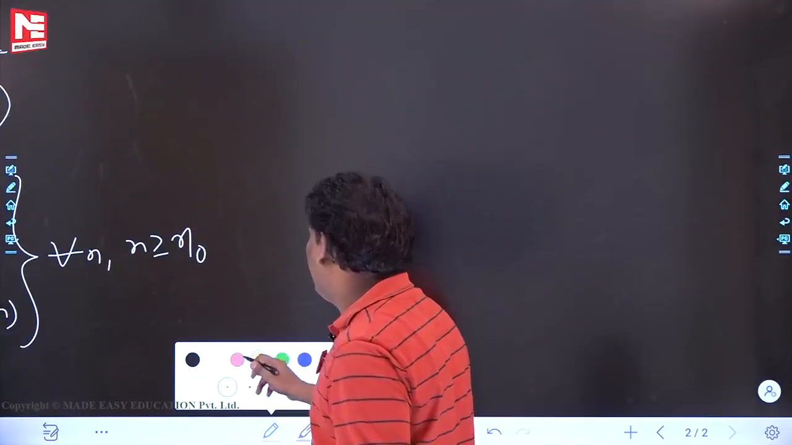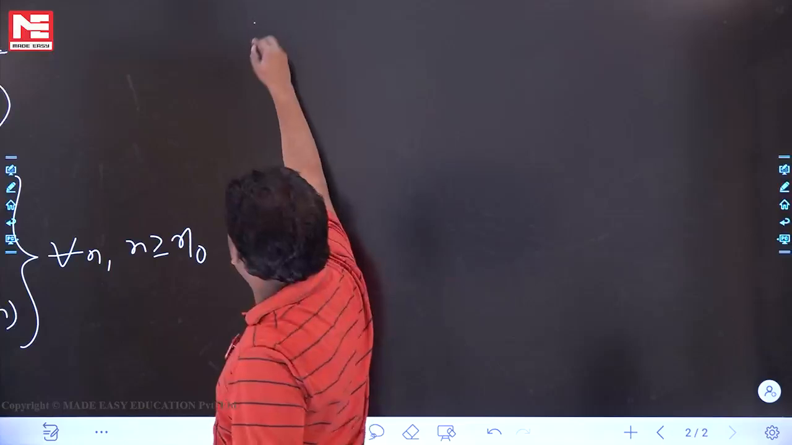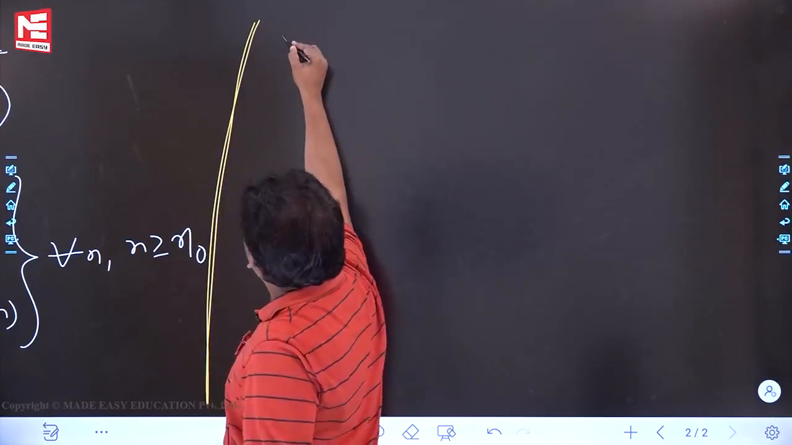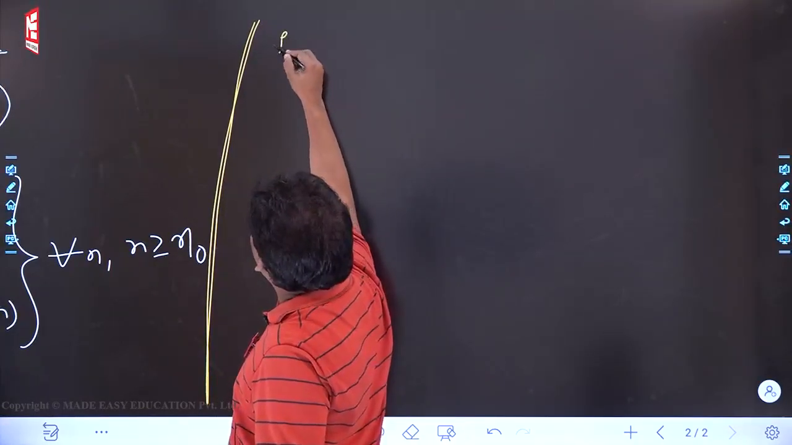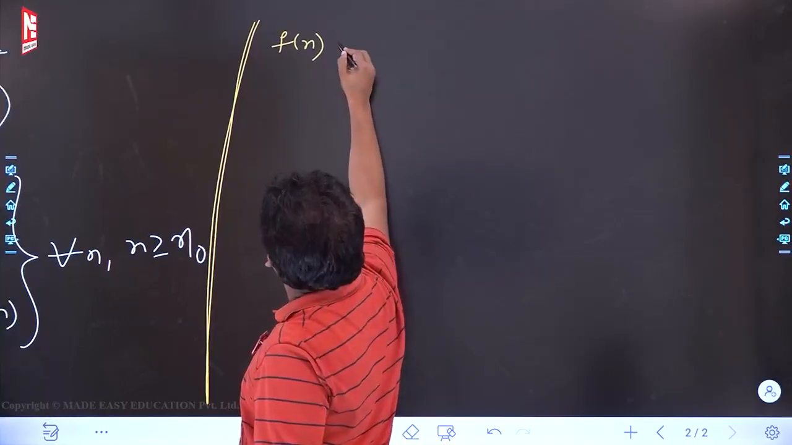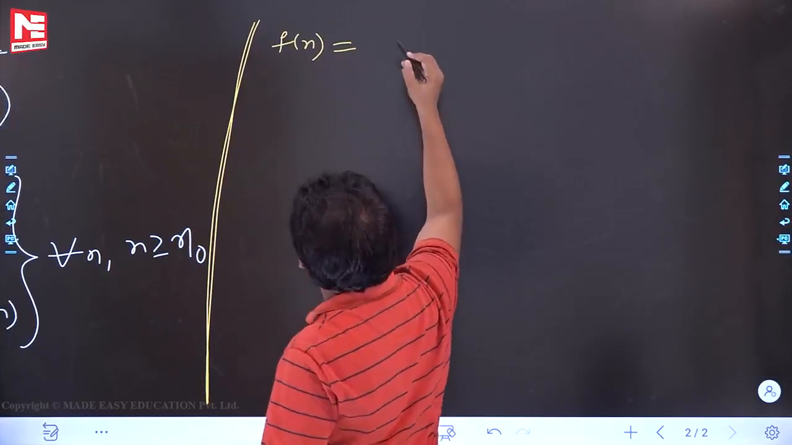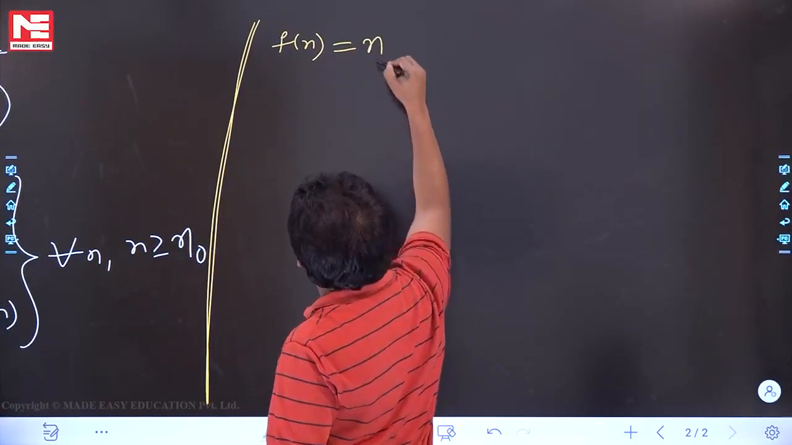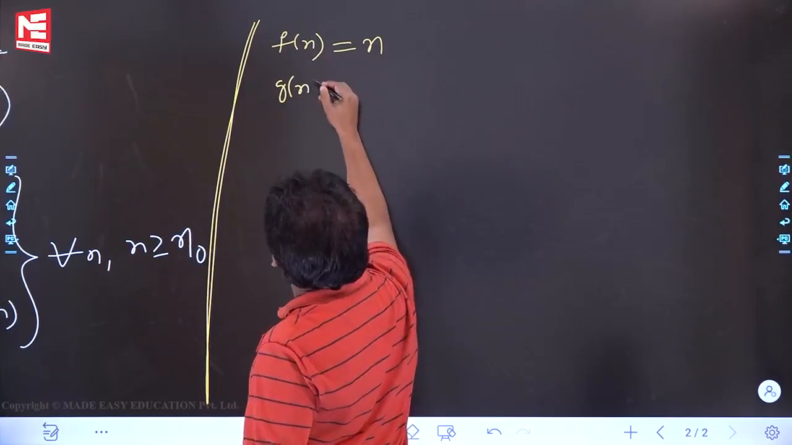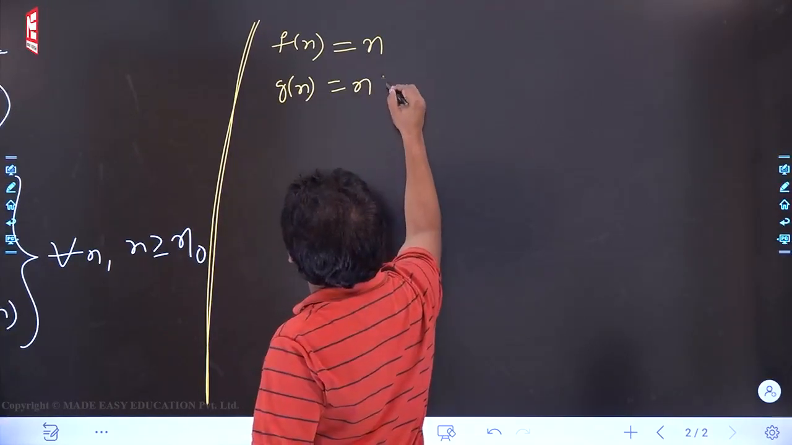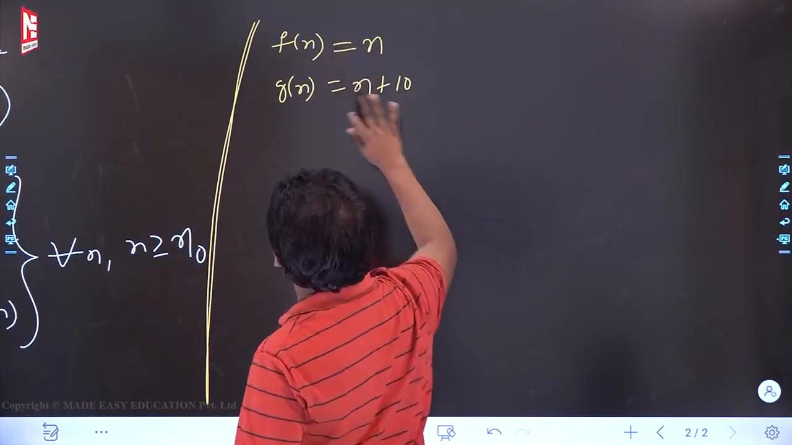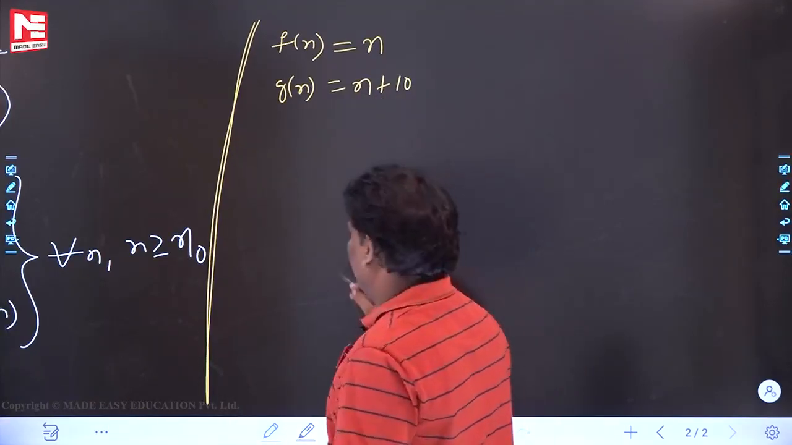You know very well what one example I have to give. I am giving it now. See this example. f of n is equal to n, g of n is equal to n plus 10. It is the f of n, it is the g of n. Right? Now I will try.